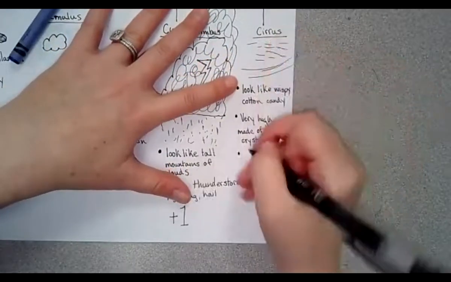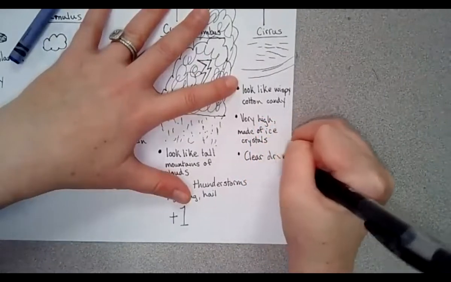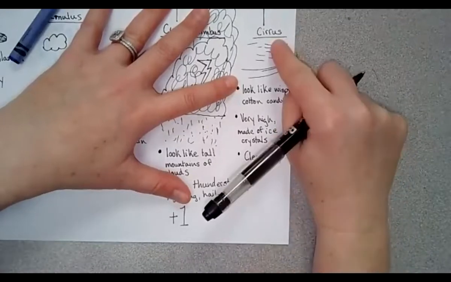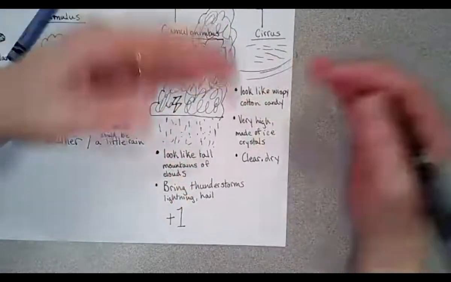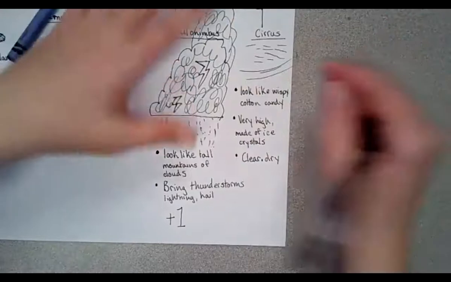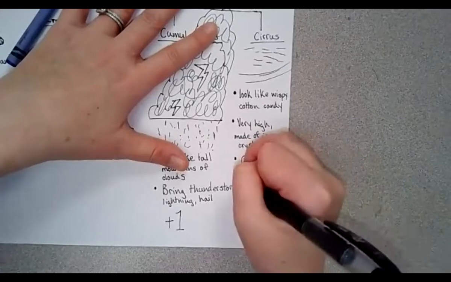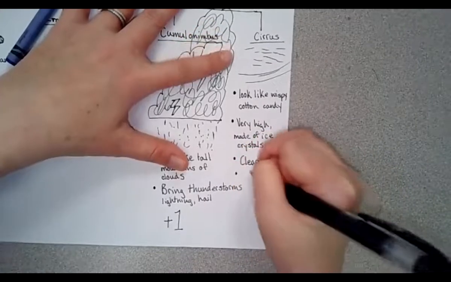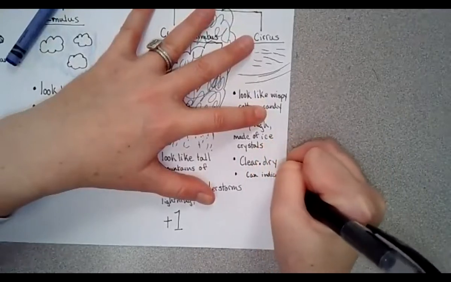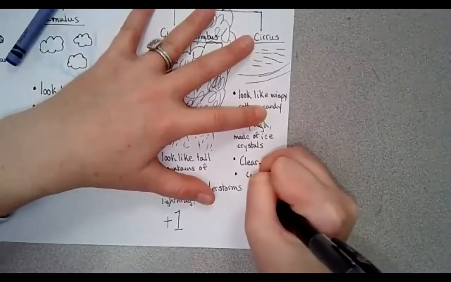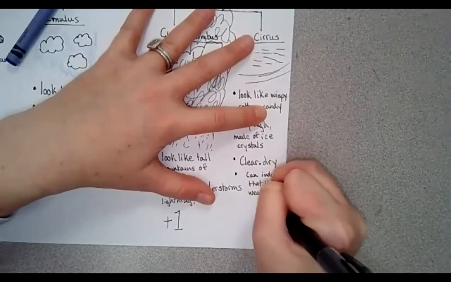If you have cirrus clouds, the weather is clear and it is dry. You will not have rain if you see cirrus clouds. They are very high in the sky, and because they're so high in the sky and they're made of ice, they can't hold rain. Okay, so with cirrus clouds, it's going to be clear and dry. And the last thing is that they can indicate, that means that they can mean that the weather will change in about 2 days.